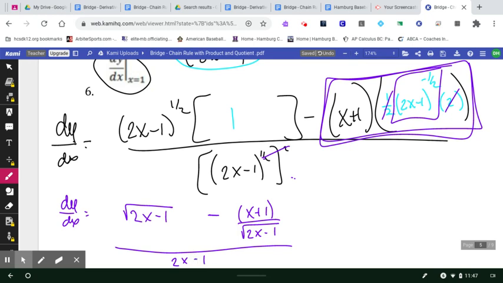And now I just have to substitute in a 1, it says. So 2 times 1 is 2 minus 1 is 1. Square root of 1 is 1. Here I'm going to get 1 plus 1 is 2 all over 1. All over 2 times 1 is 2 minus 1 is 1. So it looks like I got 1 minus 2, which is negative 1, all over 1. So I think I get a slope of negative 1.